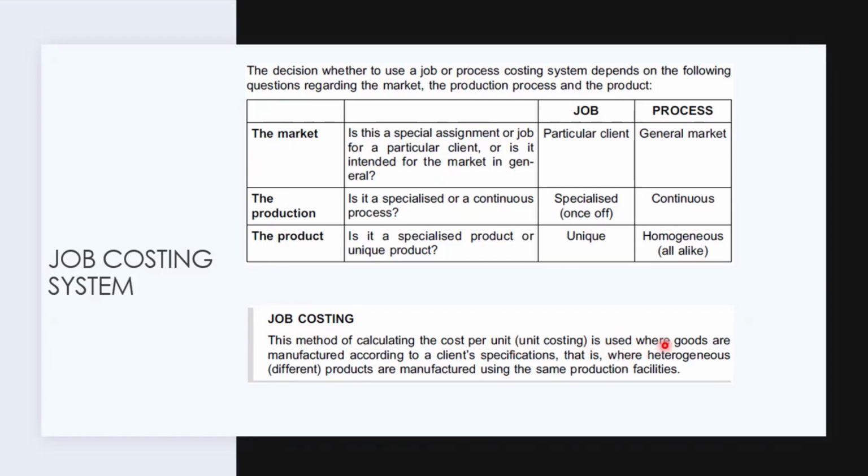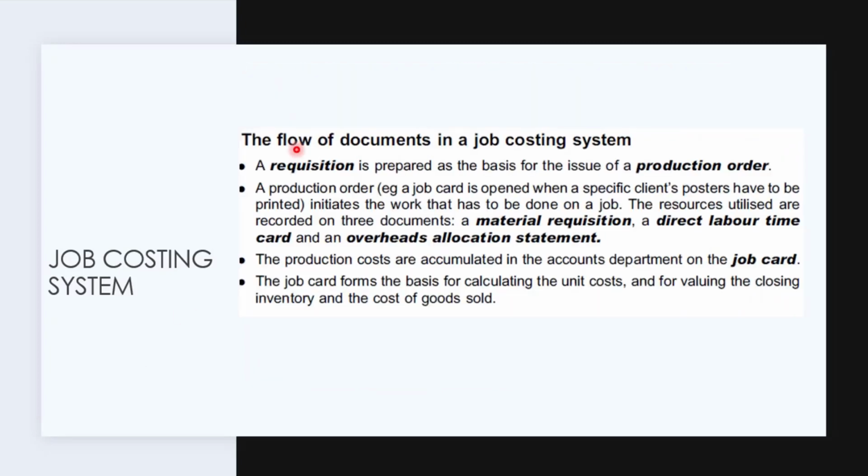Calculating the cost per unit is used where goods are manufactured according to the client specifications. That is where heterogeneous, or different, products are manufactured using the same production facilities. So, like I was saying, a Lamborghini: it's the same production facilities, but people can come with their specific demands or requests for that product to make sure that it is distinguishable, different from whatever they produced. Okay, I hope that makes sense.